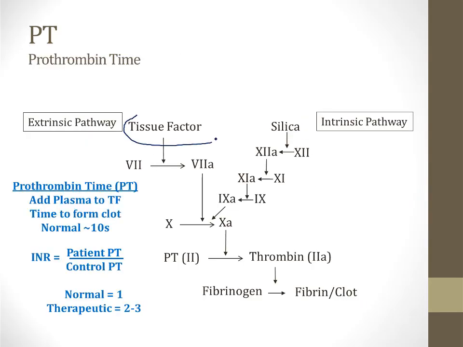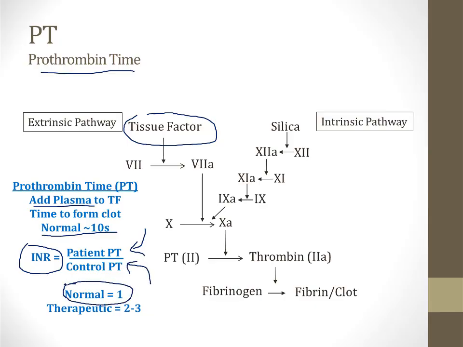If we add tissue factor to a blood sample and time how long it takes for a clot to form, that's called measuring the prothrombin time, or the PT. You add a plasma sample to tissue factor and the normal time to form a clot is about 10 seconds. Now the PT is often converted to something called the INR, or the International Normalized Ratio. To calculate an INR, you take the patient's PT and divide by a control PT, and normal INR is 1, and therapeutic on a drug like warfarin, for example, is about 2 to 3.